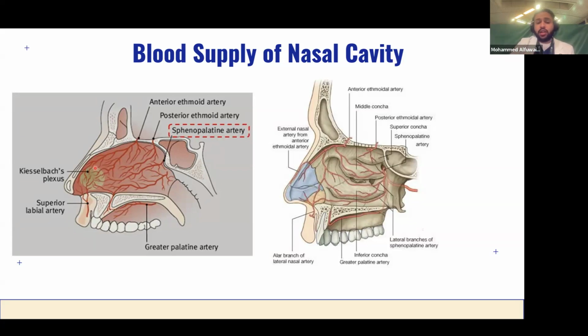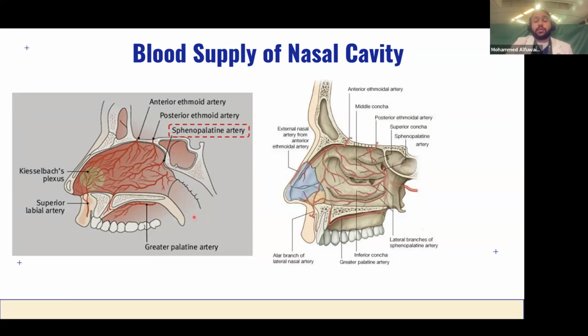Then we have back here the sphenopalatine artery, which will also form a small little plexus over here, which if it's damaged by any reason, this is going to cause posterior epistaxis. Which one is more dangerous, anterior or posterior? Posterior, which will go and might cause aspiration and choking and so on.